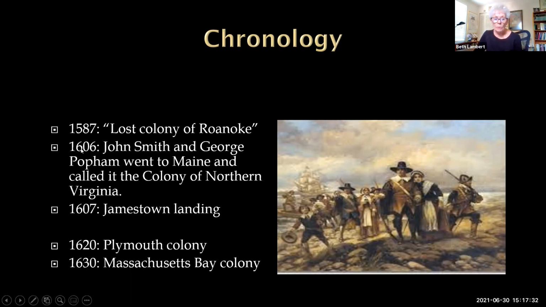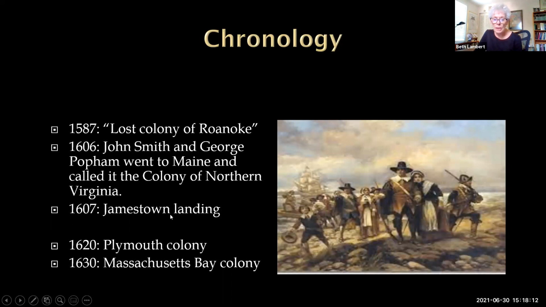Roanoke. The real settlement occurred in 1606 when John Smith and George Popham went to Maine and called it the colony of Northern Virginia. So if you had lived then, you would be part of the colony of Northern Virginia. The map at this time has Virginia extending from the Atlantic Ocean all the way over to the Pacific Ocean. It's just one big swath of pink. And with the end of the American Revolution, they sort of adjusted all of these boundaries.